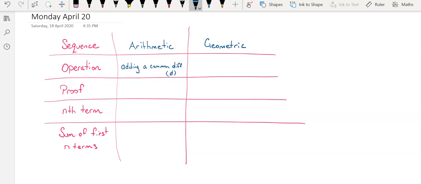Now the proof for an arithmetic sequence is that if we take, say, the second term and subtract the first term, we're going to get the same as taking the third term and subtracting the second term, and that is always going to give us D. So taking any term and subtracting the term in front will give us D. Now that's important. We'll do some examples today where you can see the application of that.